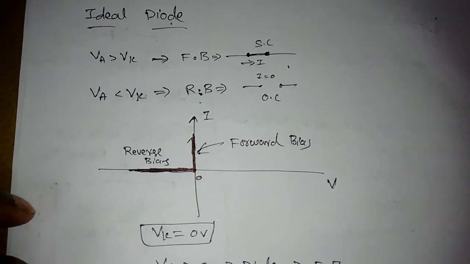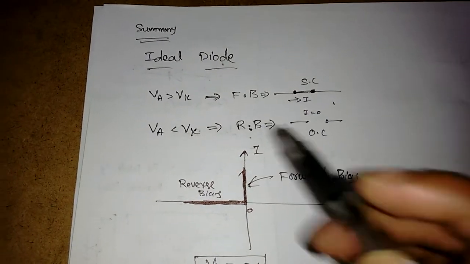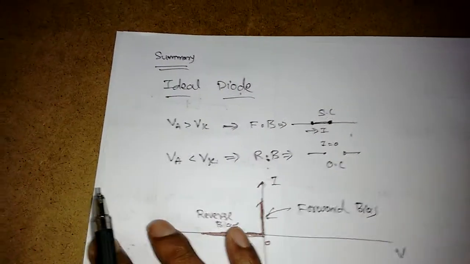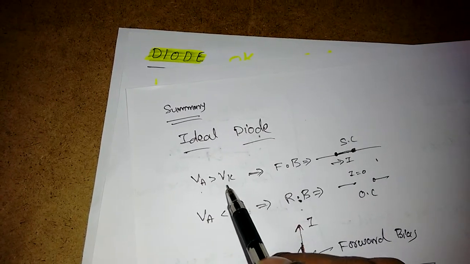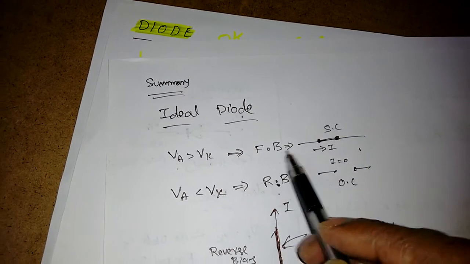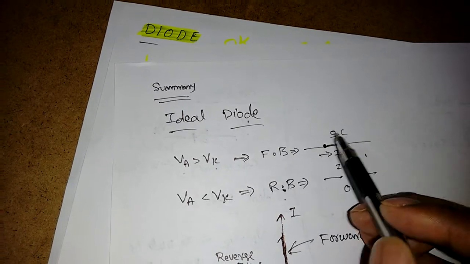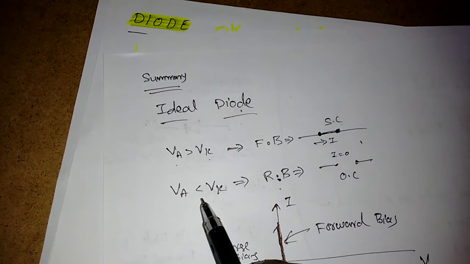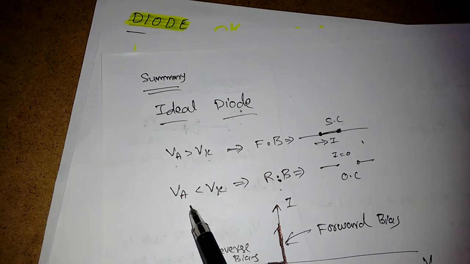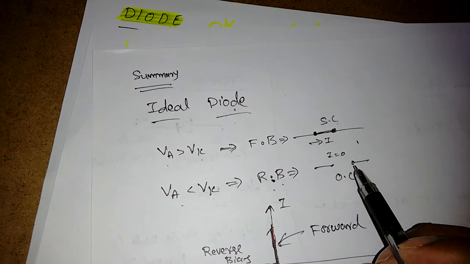In this lecture, we'll see the application of an ideal diode. So we'll recap fast. Whenever the anode voltage is greater than the cathode voltage, or the positive terminal voltage is greater than the negative terminal voltage, the diode is in forward bias, or the diode is on. Whenever the diode is on, the current flows from anode to cathode only. In reverse bias mode, that is, whenever the negative terminal voltage is greater than the positive terminal voltage, the diode is off. That is an open circuit.